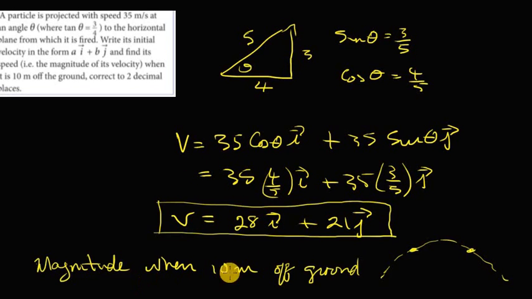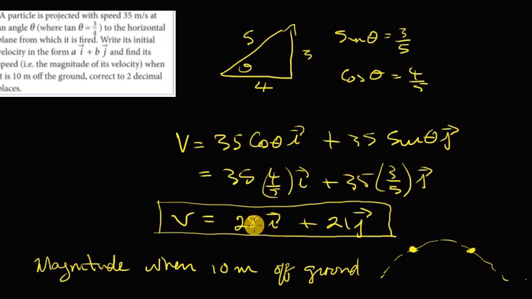Now we have to find its magnitude when it's 10 meters off the ground. So that's going to happen at 2 points, here and here. As it happens, these magnitudes will be the same, because if something goes up with a magnitude, it comes down with the same magnitude, not taking air resistance into account. If there's no air resistance, it'll have the same magnitude at that height going up as coming down.